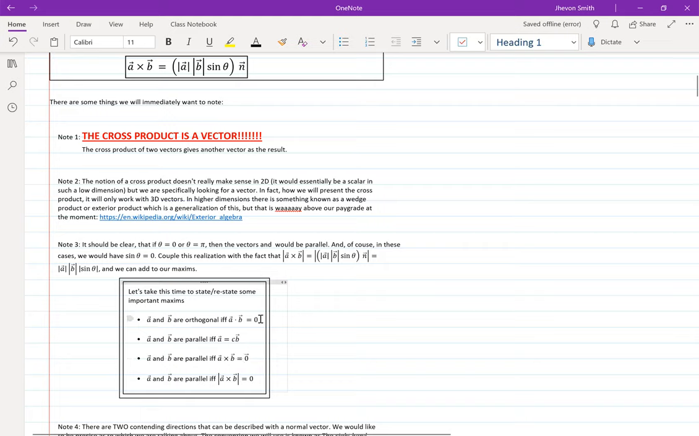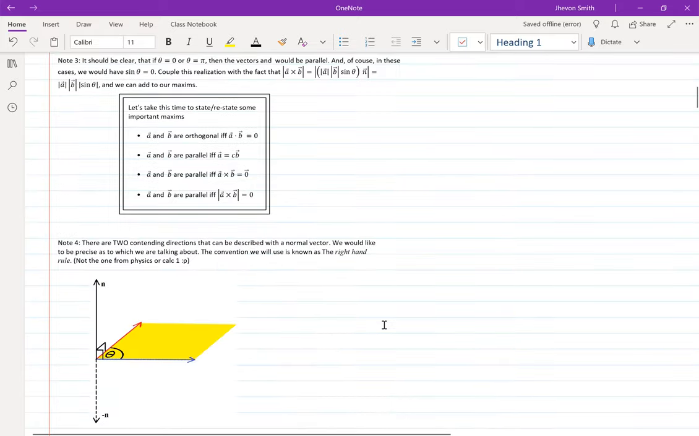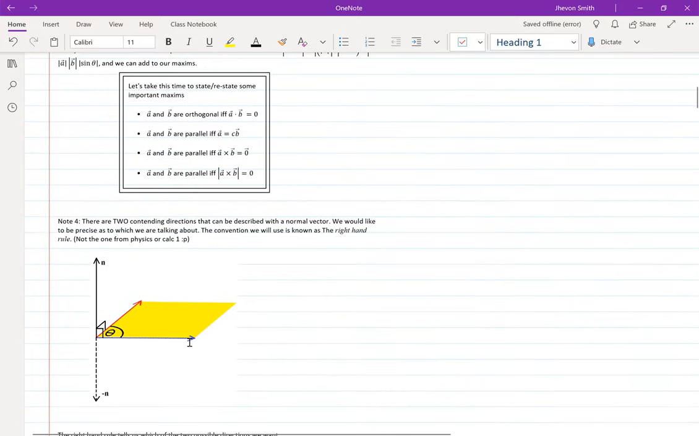Dot product is 0 means you're orthogonal. The magnitude of the cross product is 0 means that you are parallel. And if one vector is a multiple of the other, it also means that you're parallel. So there are a couple ways that we can talk about things being parallel here in terms of magnitudes of vector products.